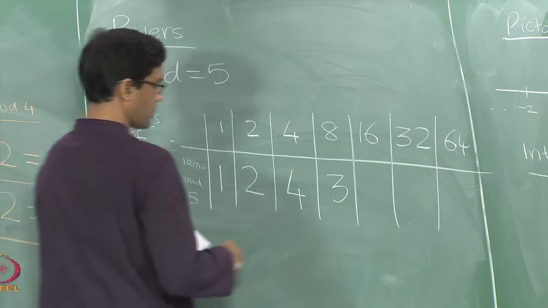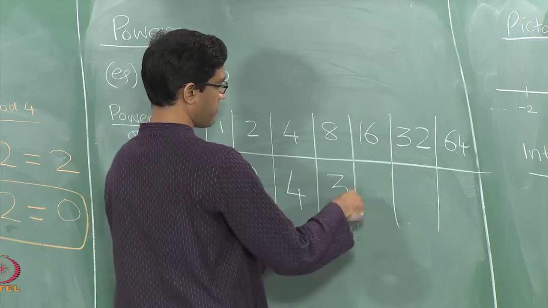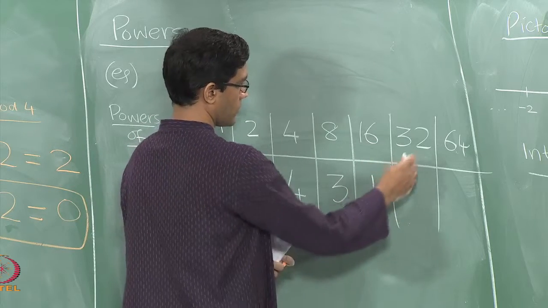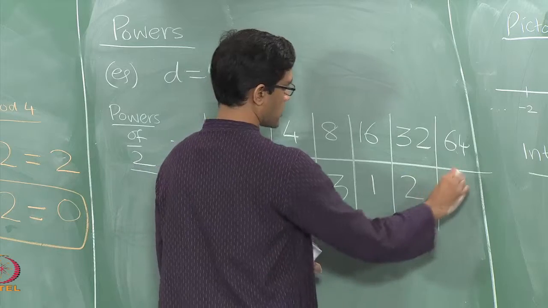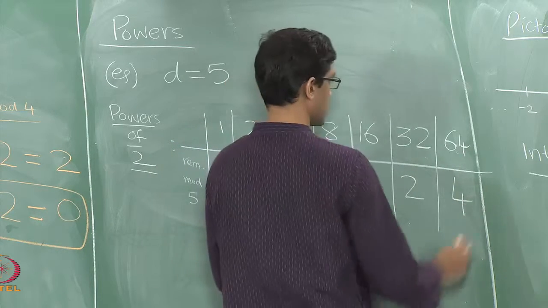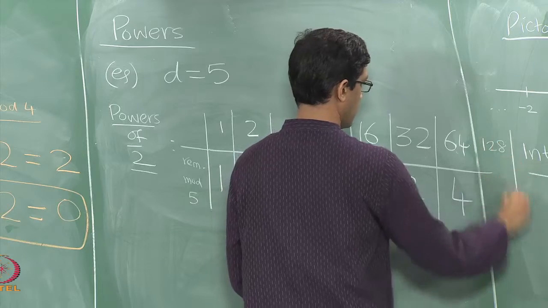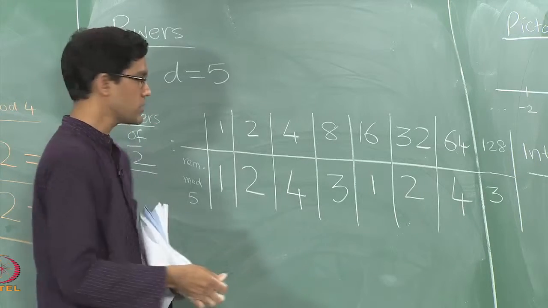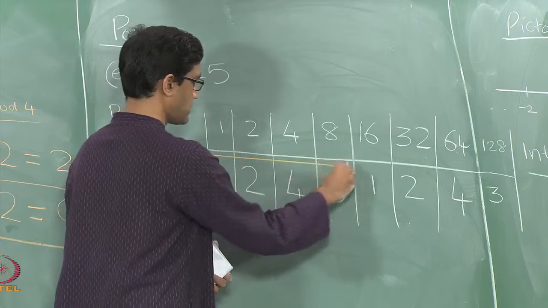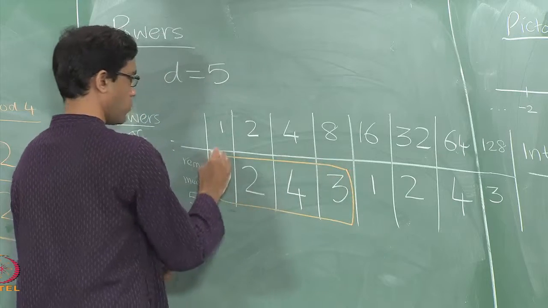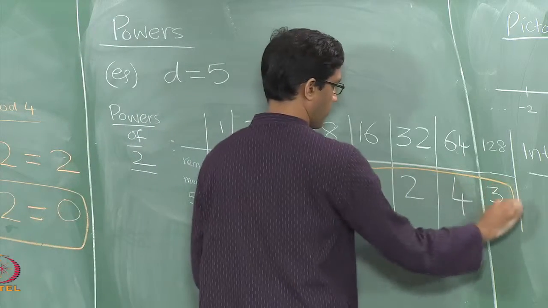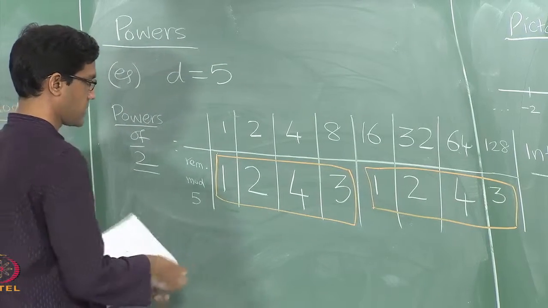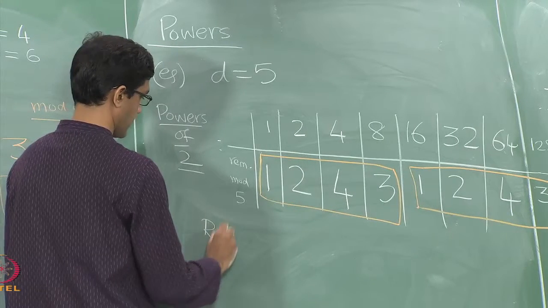Now let us do the next one. 16 when divided by 5, 16 is 1 more than 15, 15 is a multiple of 5, so it is a 1. 32 is remainder 2, 64 is remainder 4, and let us see what is the next one. 128 is remainder 3 again, and so on. If you keep continuing this, here is what you will find, that it just keeps repeating like this, 1 2 4 3, 1 2 4 3 and so on, it repeats in a block of 4.